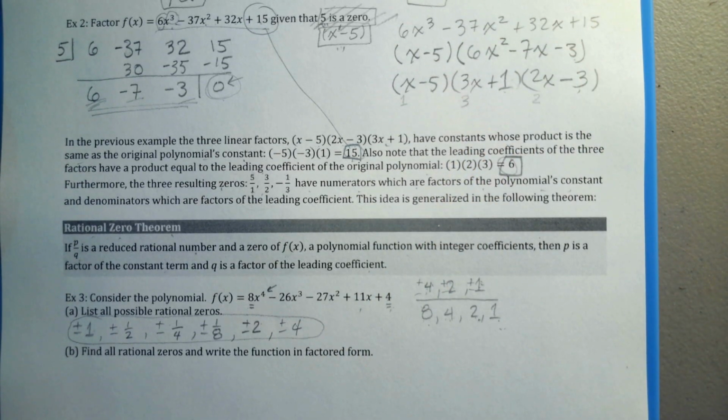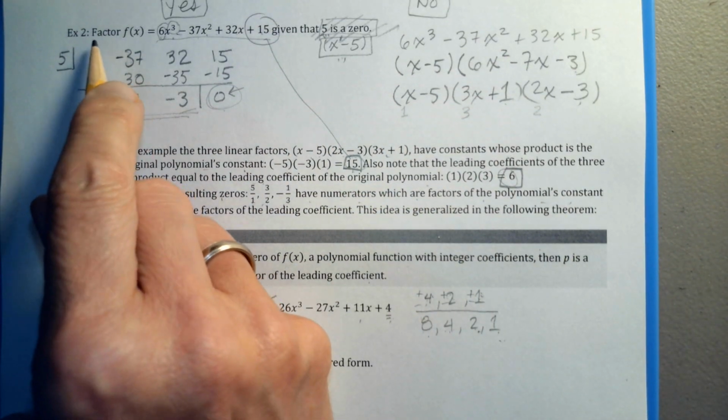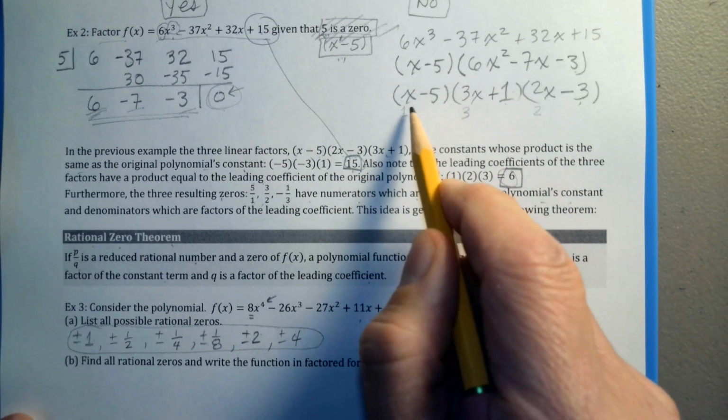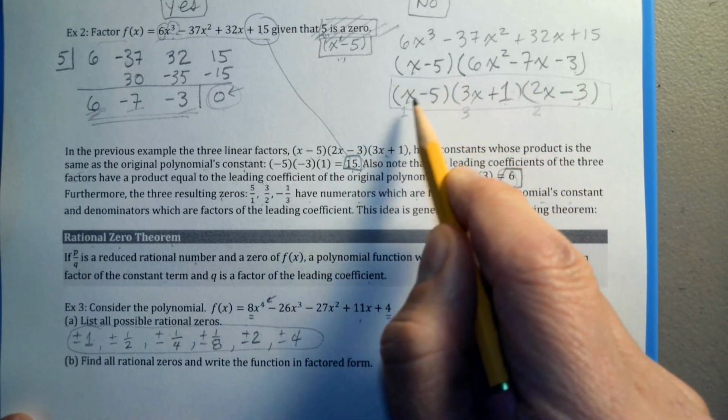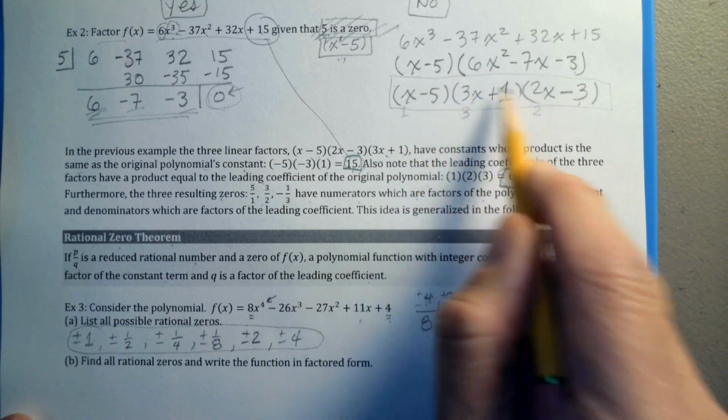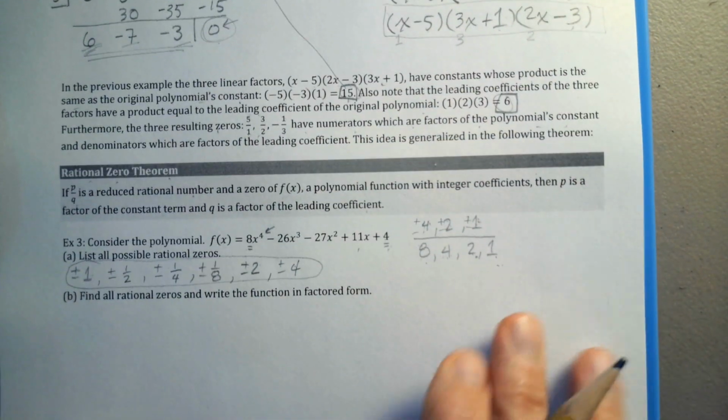Okay, so here we're not just trying to find factors, we're going a step further, we're trying to find zeros. In the previous problem, they were asking for factors, and so we were done once we got our factors. But if we had been asked to find the zeros, we would just set each of those equal to 0. And so that's kind of what we're going to do here.